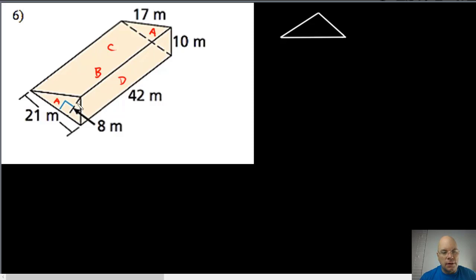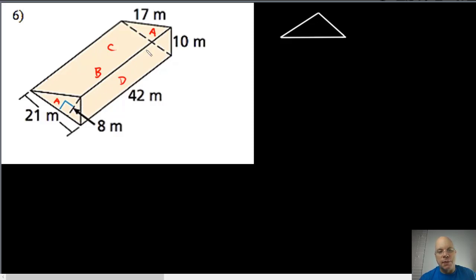You have to really pay close attention to all the dimensions. If you look at the back of this triangle back here, it would be easy to think that this 17 meter and this 10 meter, these two sides of the triangle, are perpendicular. They look like they're probably intersecting at a right angle.